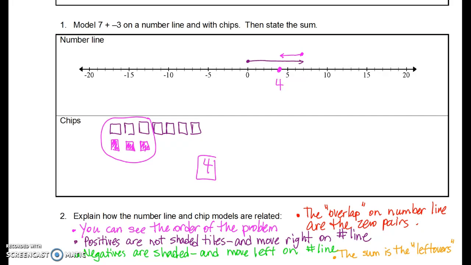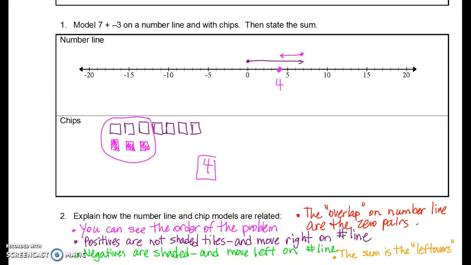You can see the solution to number 1. I start at 0, go 7 steps to the right, put a dot above 7, go 3 steps to the left. My sum is 4, which I plot on the number line. And in the chip model, the 7 goes first. 7 unshaded tiles, which are positive. 3 shaded tiles, which are negative. I've created 3 zero pairs by adding a positive and a negative tile to create 3 zeros. And my leftovers are 4 positive tiles. There's more positive tiles than negative tiles, so my answer is positive, and the answer is +4.